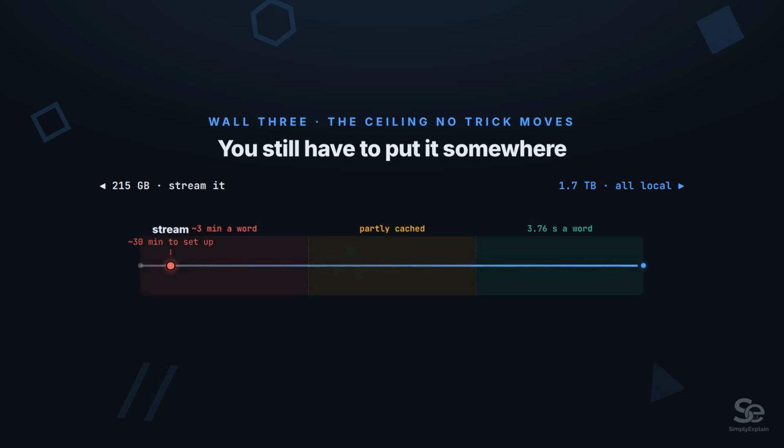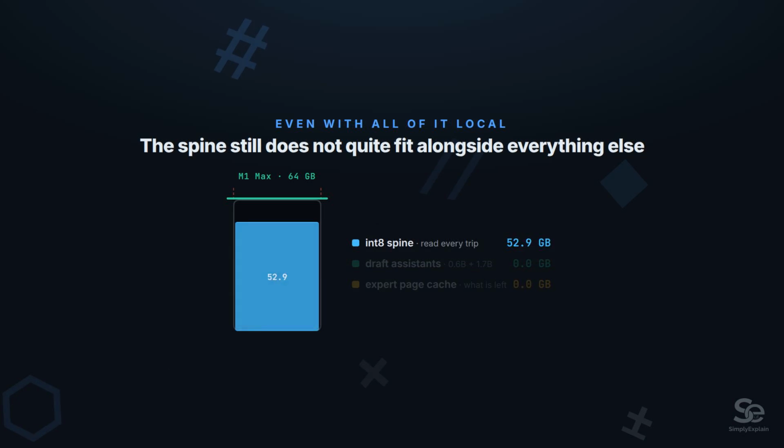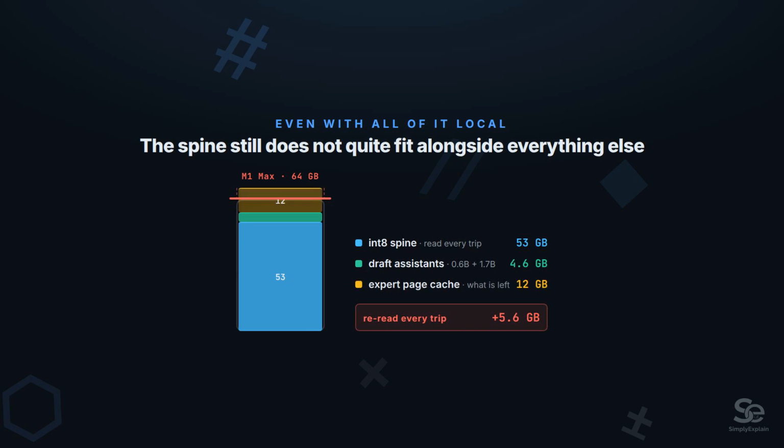Third, and nobody optimizes this away, stream it on 215 gigabytes. And it is 3 minutes a word. Install all 1.7 terabytes, and you get the number I quoted. And even with everything local, the 53 gigabyte spine, plus the draft assistance, does not leave room for the expert cache. So much of it is reread every trip.